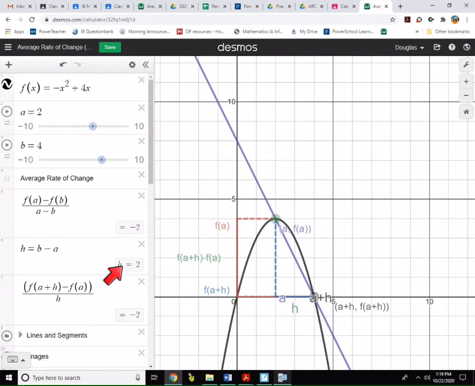Now h is 2, and look, the slope of the secant line is negative 2 when I start with x equals 2 up here and let h equal 2 here. It makes the slope be negative 2. So today's lesson was brought to you by the number 2.